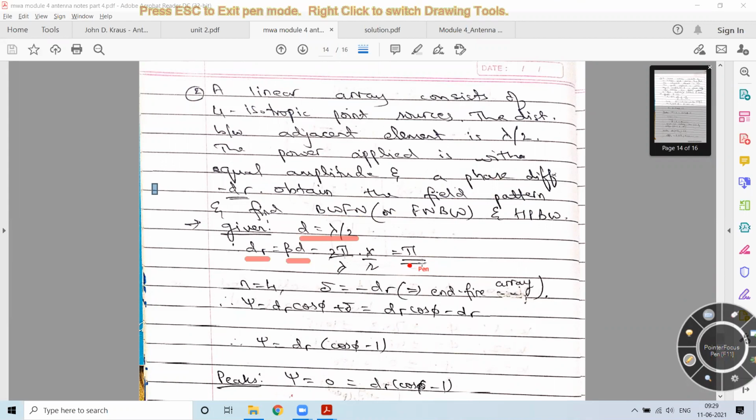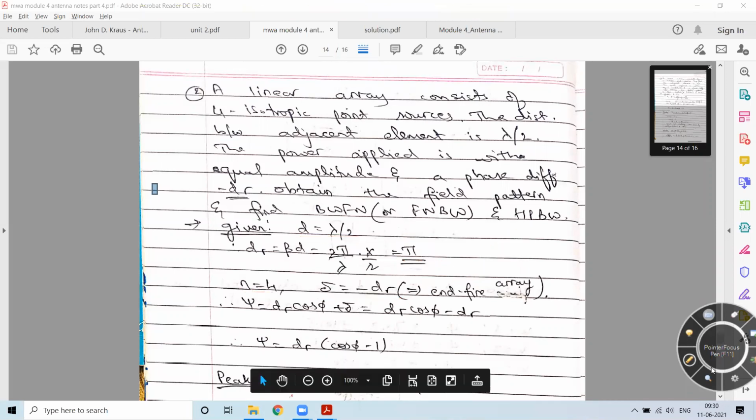So when I simplify this, I get dr equal to pi, and the number of sources is equal to 4. And he has specified delta is equal to minus dr. So therefore, this implies delta is equal to minus pi. Now, what is psi equal to?